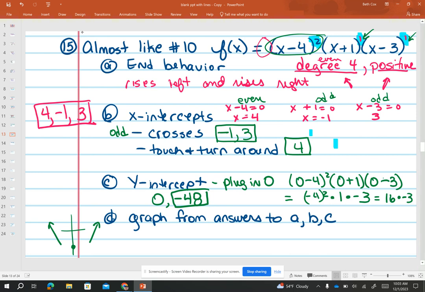It's going to cross at negative 1. It's going to cross at 3. And it's going to touch and turn around at 4. So let's see what this looks like. It's going to cross there. It's going to cross there. It's going to touch and turn around there. That should look something like that. Okay.